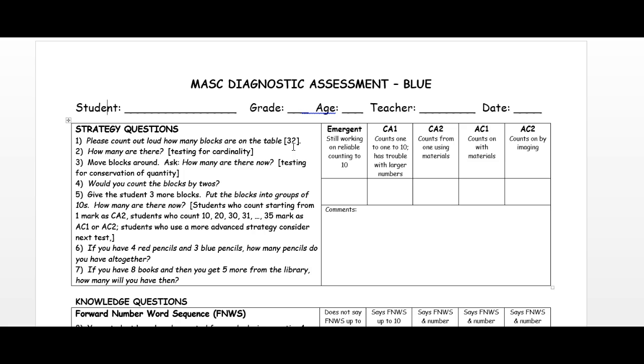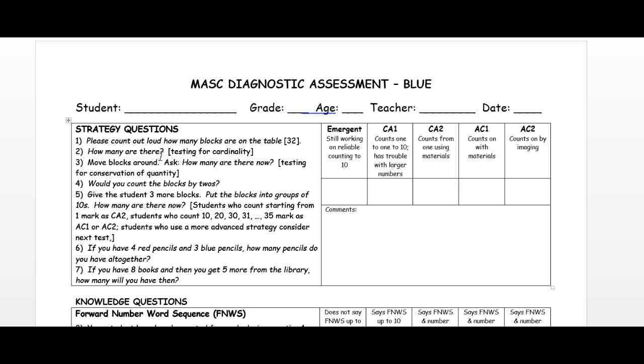Once the student has finished counting and you've observed whether they've got one-to-one correspondence and tracking, you'll be able to then ask question 2. So how many are there? And if the student starts over from 1 and tries to recount all of them, then it's likely that you're seeing someone who still needs to work on cardinality.